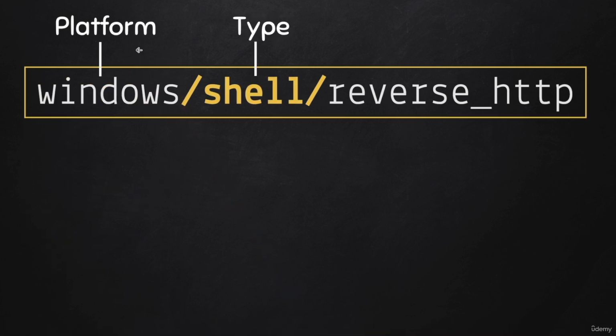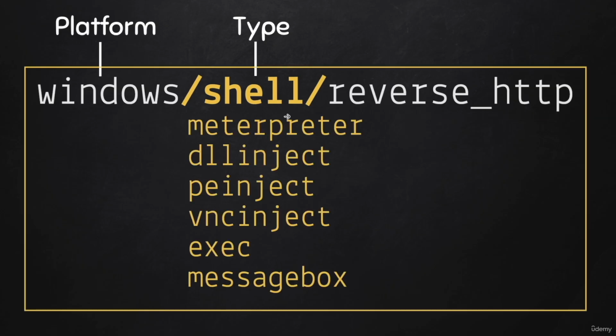Now the next part is the type of the payload. And in this example, it's shell. And what that means is that it's going to give you remote shell control, so you'll be able to do anything that you can do on that computer using its shell, using commands. Now again, there are so many other types than shell payloads.